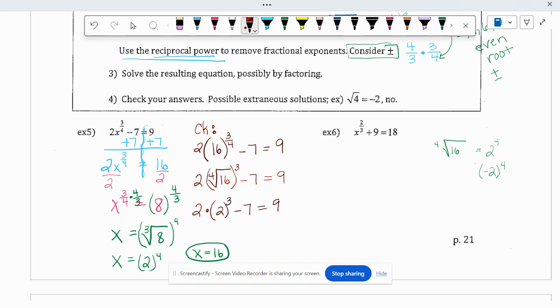Minus 7 equals 9. Well, what is 2 cubed? 2 cubed is 8. So I really have 2 times 8 minus 7 equals 9. What is 2 times 8? 2 times 8 is 16. 16 minus 7 does, in fact, equal 9. Okay? So this answer is good. It is not an extraneous root.